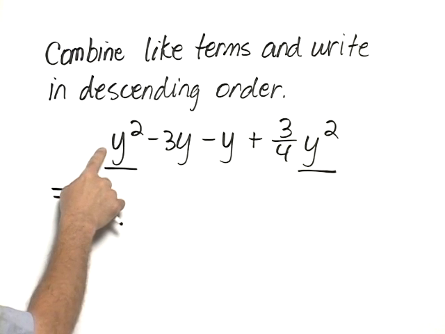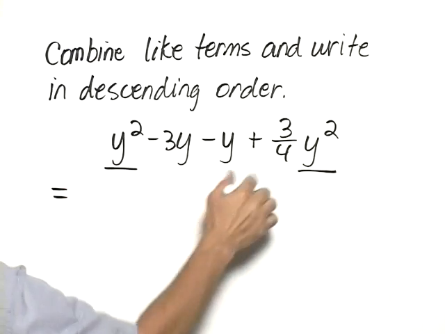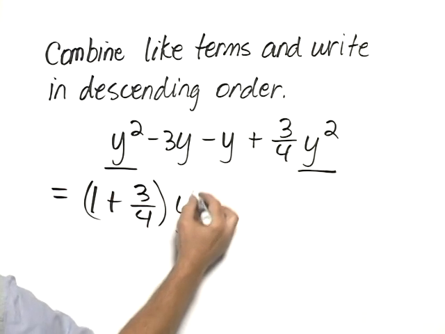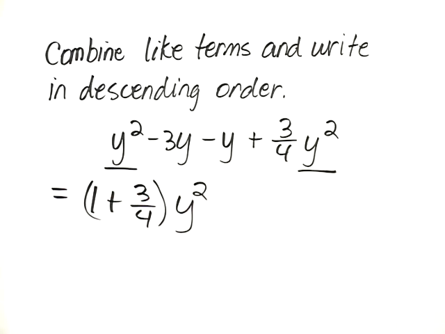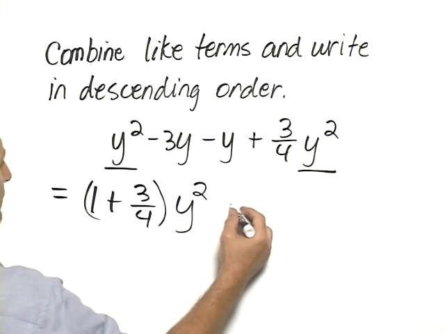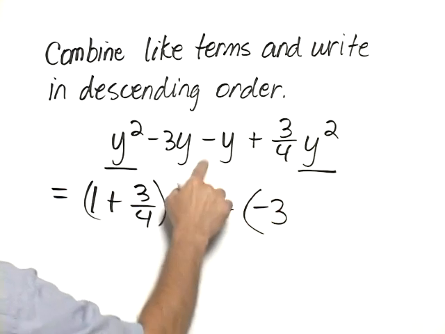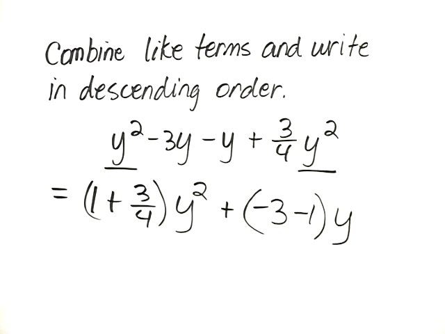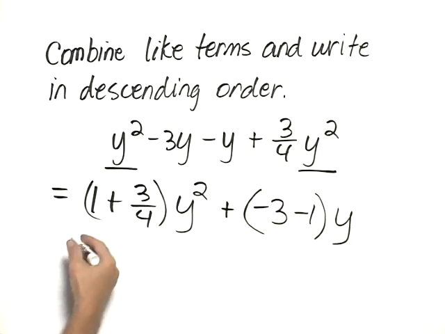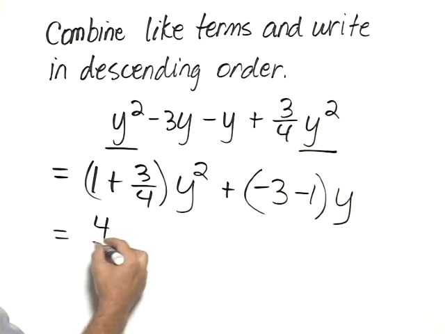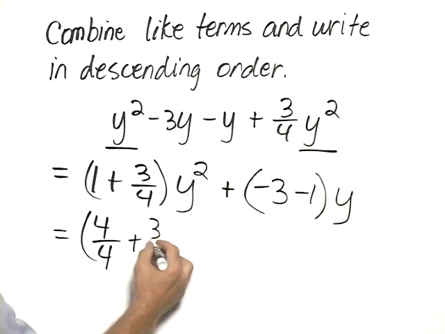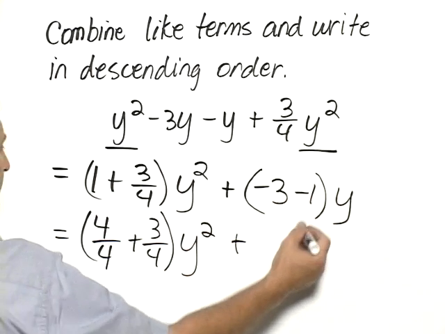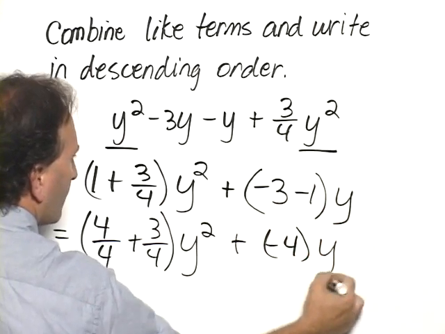Remember, the coefficient of this y squared is 1, so I have a 1 plus 3/4, and that's in front of the y squared. Then we have a negative 3 minus a 1, and that goes in front of y. Now, to add this together, we would need to rewrite the 1 as 4 over 4 plus the 3/4, and that's y squared, plus negative 3 minus 1 is negative 4y.